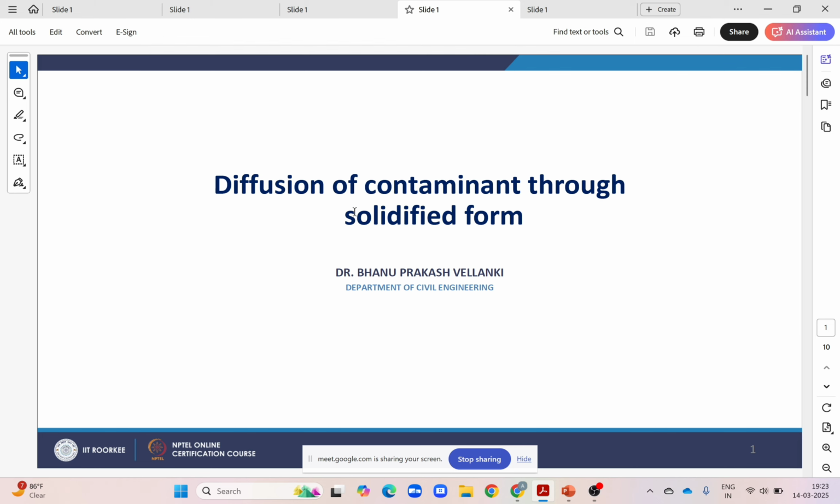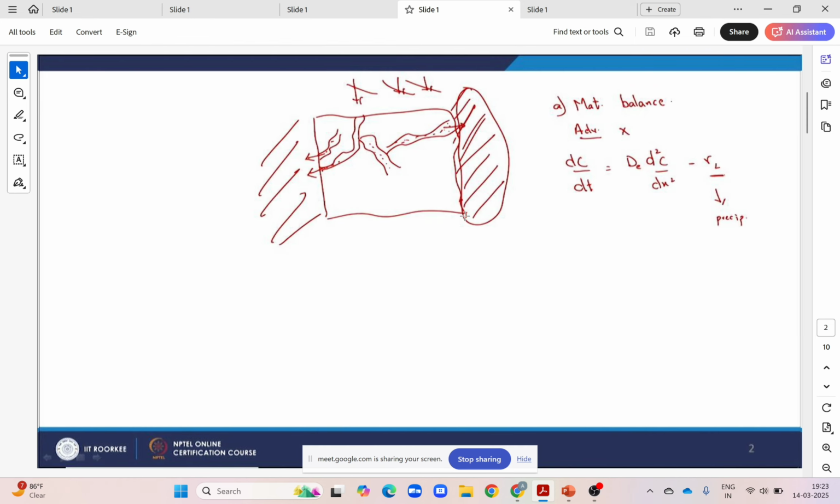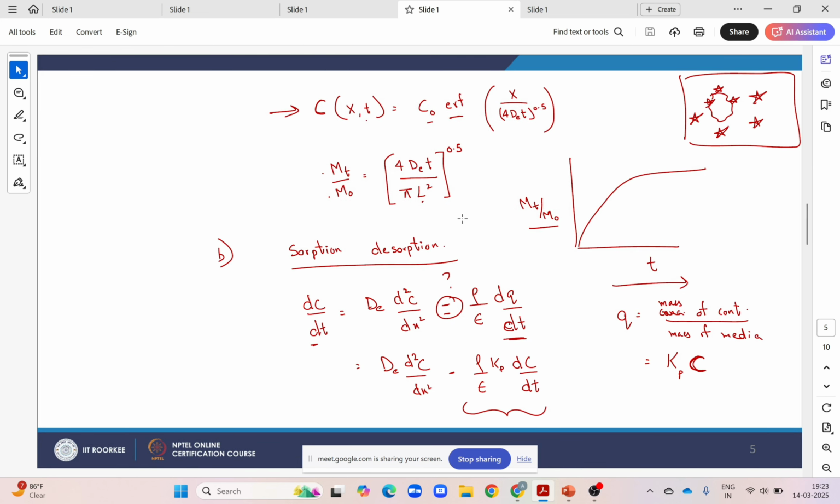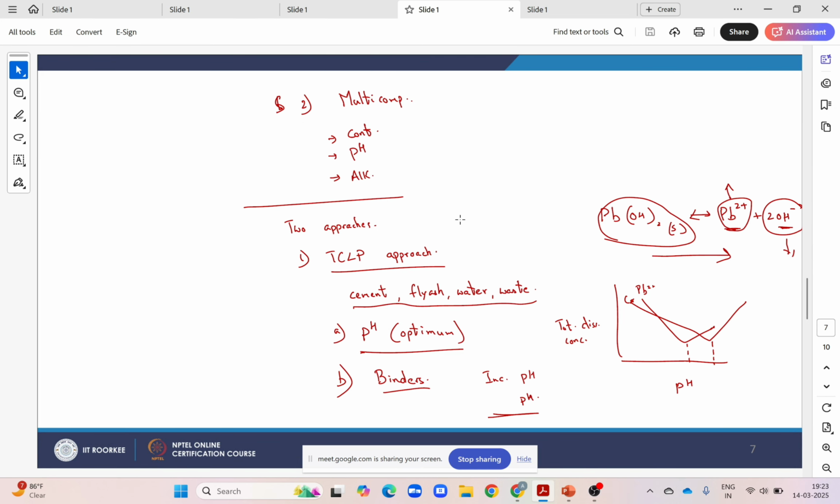So next is the diffusion of contaminant through solidified form. Here the equation is derived when there will be sorption, and when there will be advection and diffusion. So the leachability can be found out by using the TCLP approach.